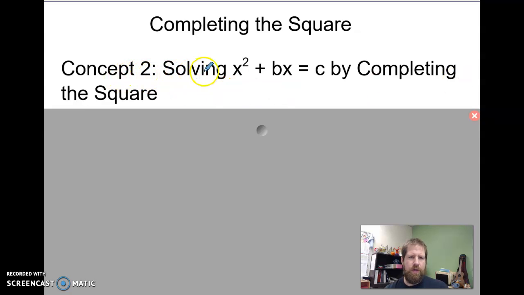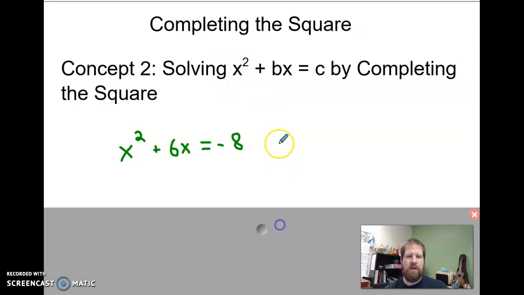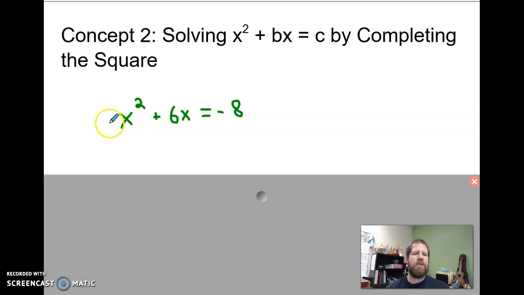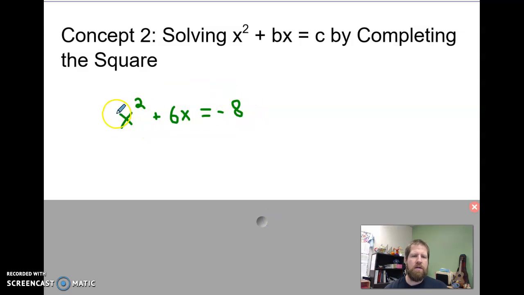All right, concept 2, solving x squared plus bx equals c by completing the square. So notice that we do not have a variable or a coefficient on our first term, on our x squared. Right now we're just looking at ones without, and we're looking at ones that aren't in standard quadratic equation form, although we will look at what to do when they start that way. Okay, so we've got our problem here. We know we're going to solve this by completing the square.